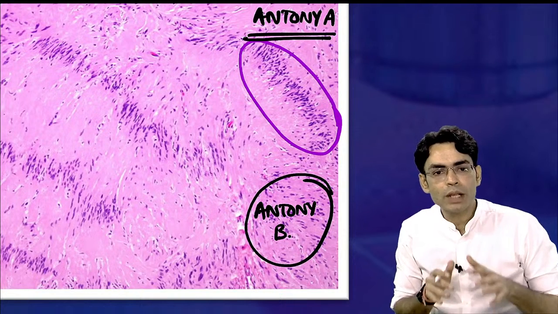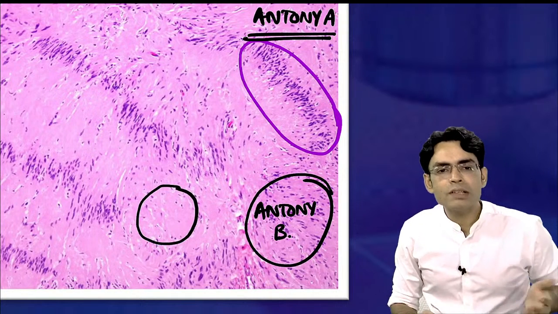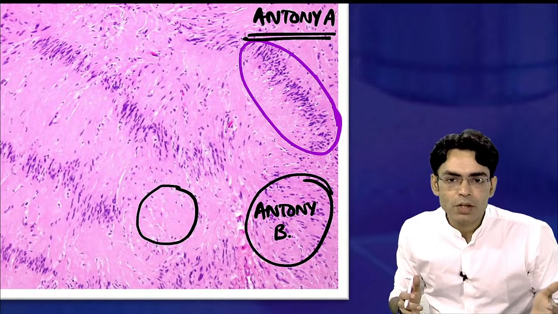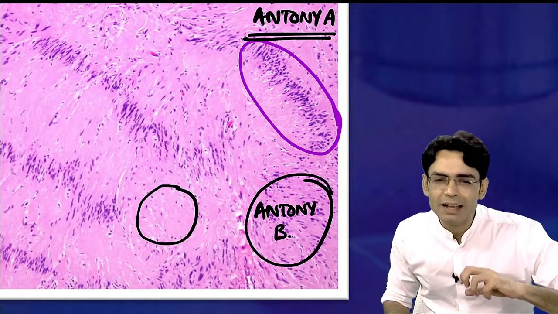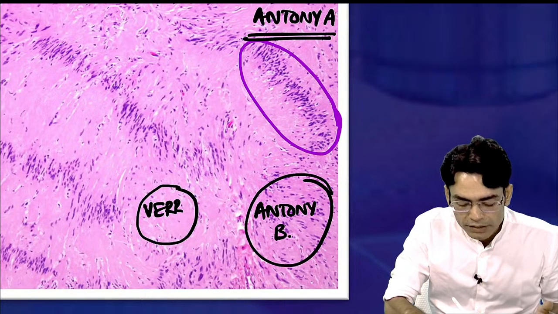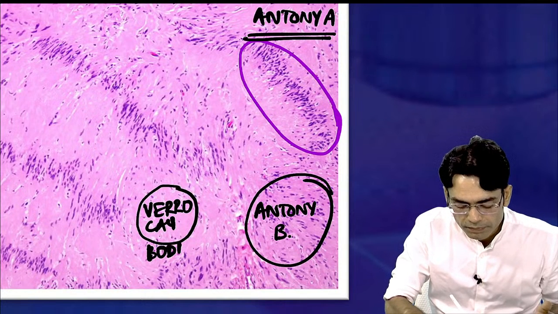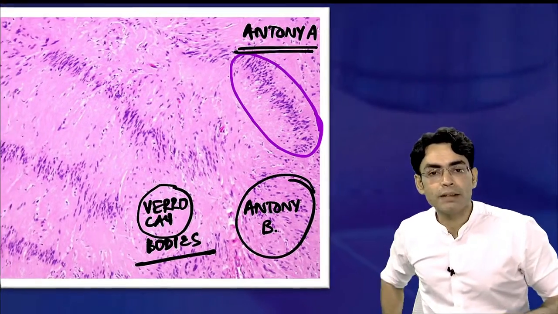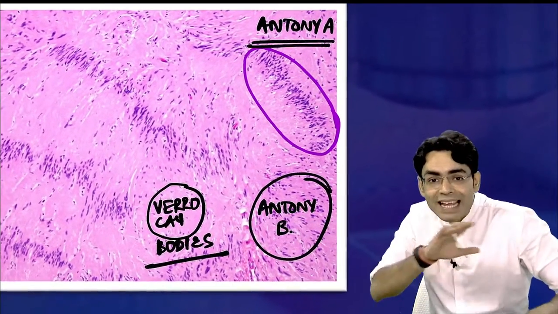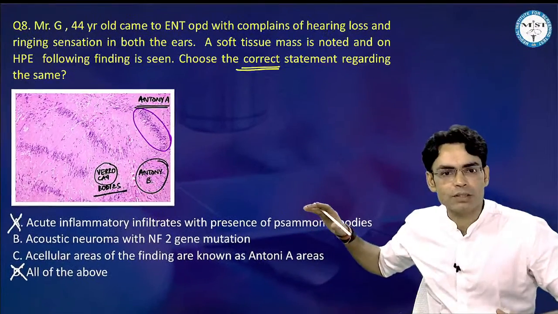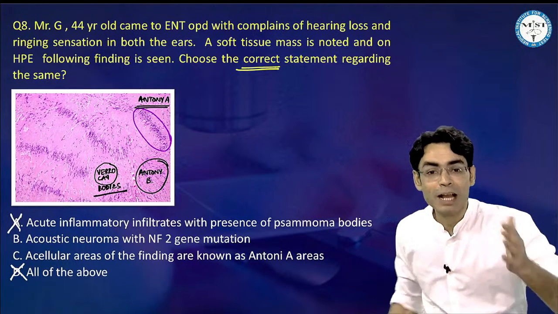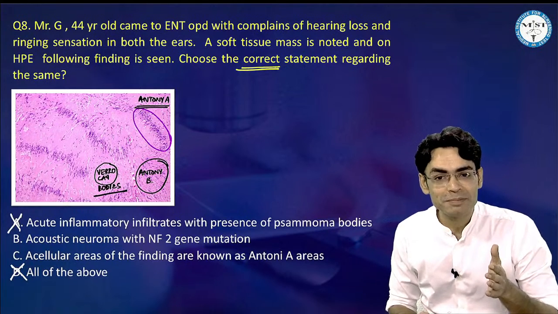And then you can see this particular area here. This is an area which has no cells whatsoever. Whenever we are talking about an area which is more or less acellular, we call this area Verocay bodies. What do we call this? Verocay bodies. So now you see, Antoni A is hypercellular, Antoni B is hypocellular, and Verocay bodies are acellular. Okay, now let's read the question. Dhaval, don't take any tension, it's a simple mistake. We still have time, we still have time.